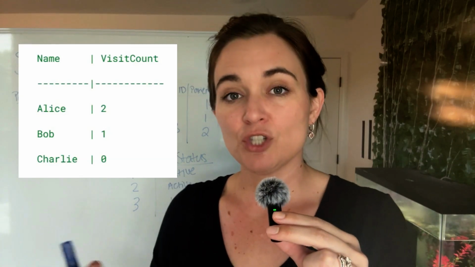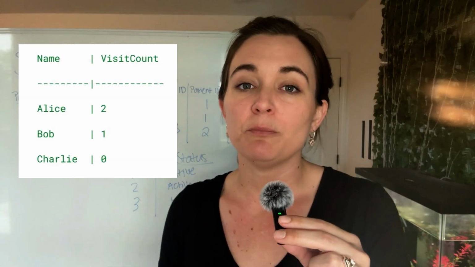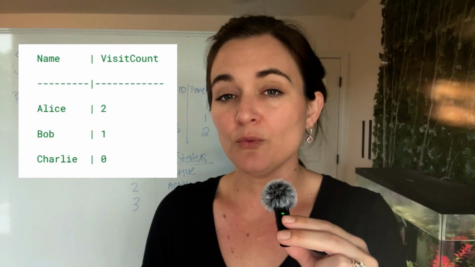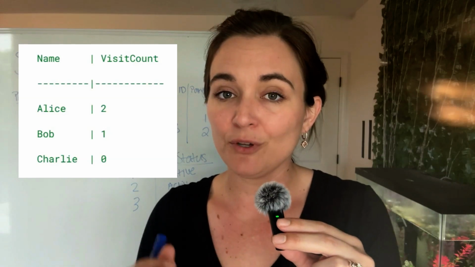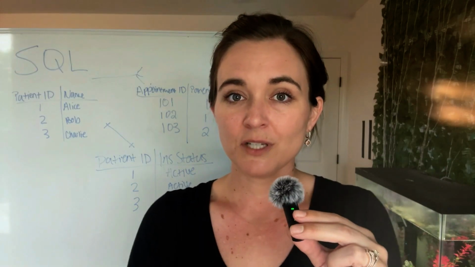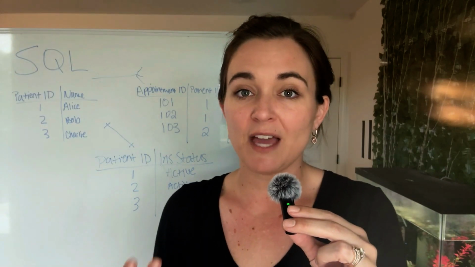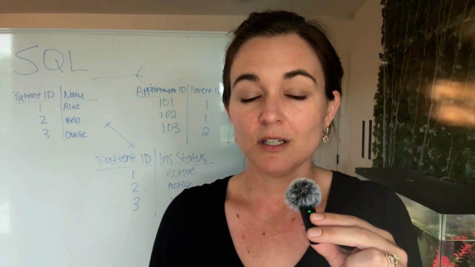Now we're getting exactly what we want, a count of appointments per patient, even showing us Charlie, who hasn't had any. This works because we're grouping before we count, and we're using a left join to keep everyone in the data set. Here's another example if we wanted to look at the average appointments per patient.